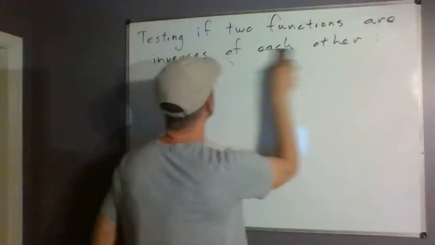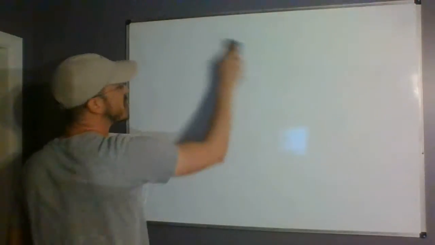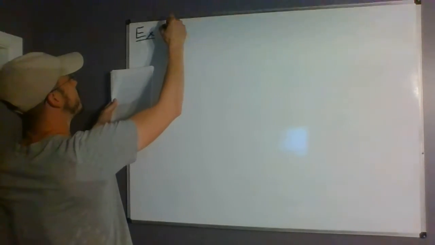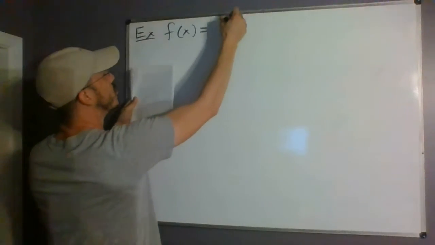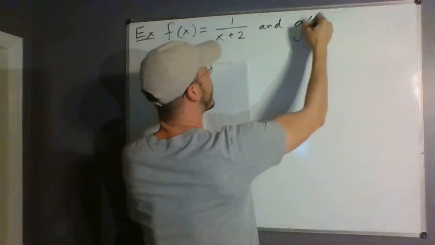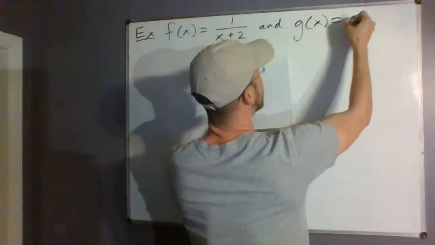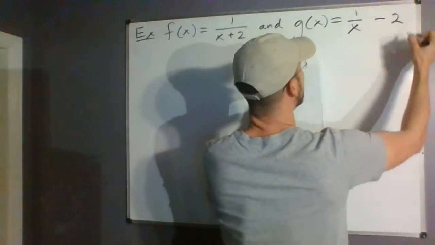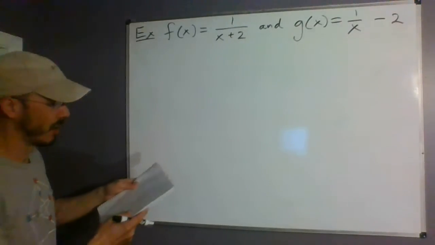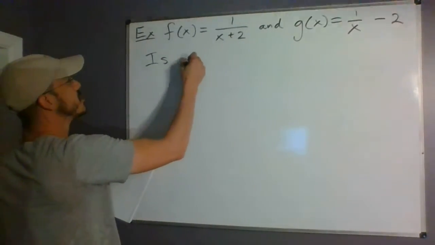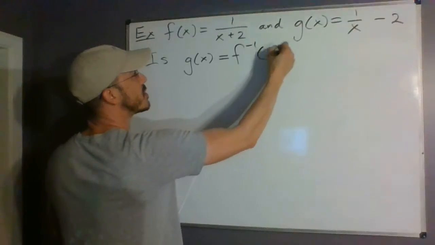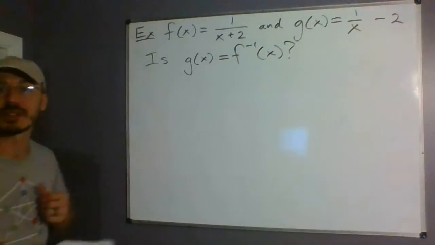So here's an example of not finding an inverse, but testing to see if we actually have the inverse. In this example, f of x is equal to 1 over x plus 2, and g of x is equal to 1 over x minus 2. The question here is, is g of x equal to f inverse of x? In other words, are these two functions inverses?